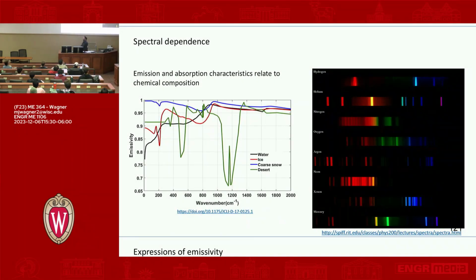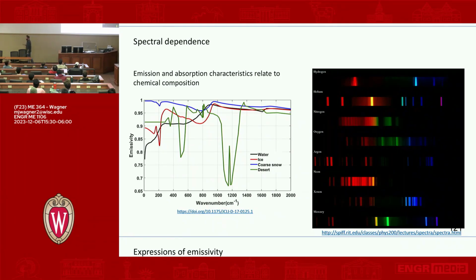All right, spectral dependence. As I've said now, a real surface has emissivity and absorptivity characteristics that relate to properties of the surface, right? The chemical composition of the surface. So here I've pulled this plot of some common surfaces.